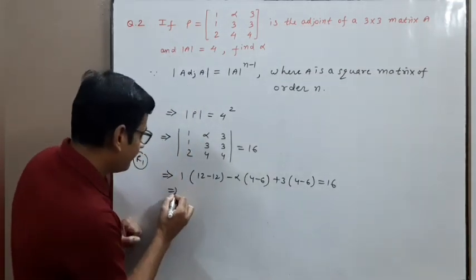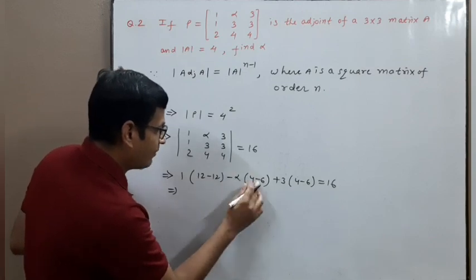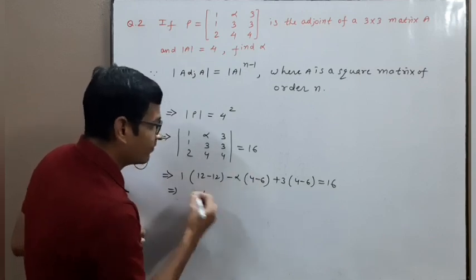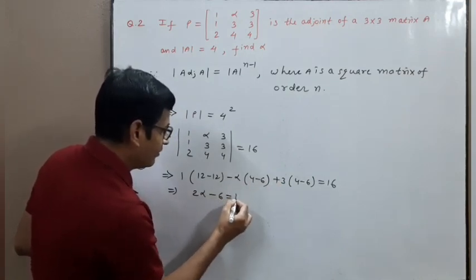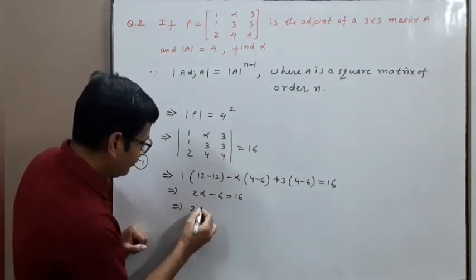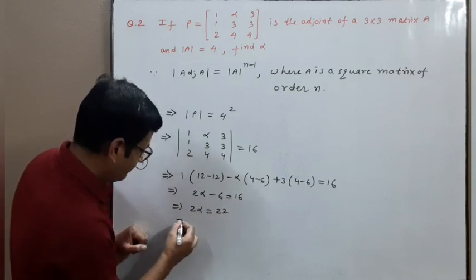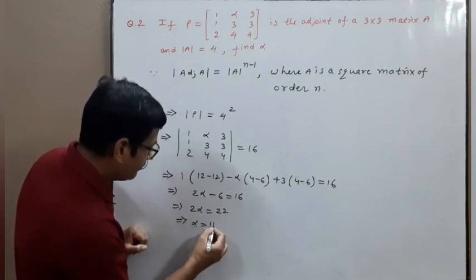Now simplify. First term is 0, 4 minus 6 is minus 2, so plus 2 alpha, then 4 minus 6 is minus 2, into 3 is minus 6, equal to 16. So 2 alpha equal to 22, so alpha equal to 11.